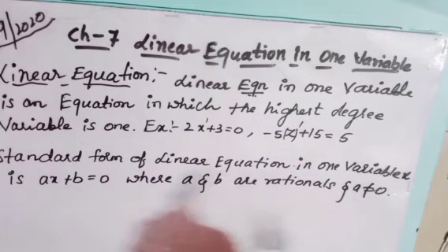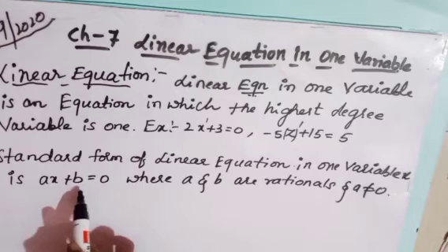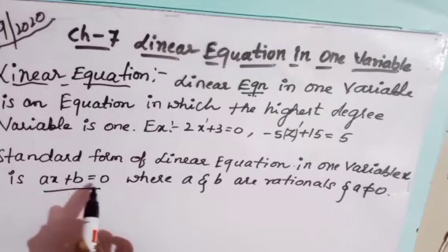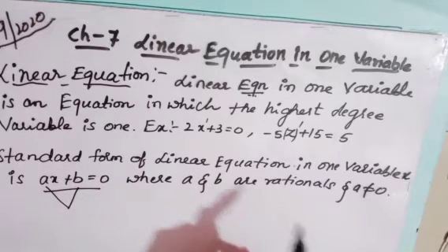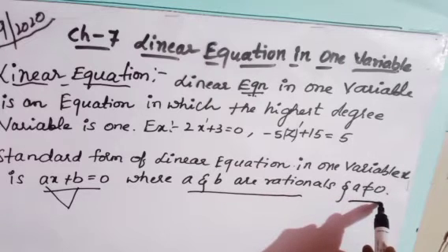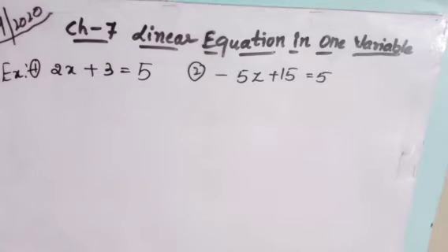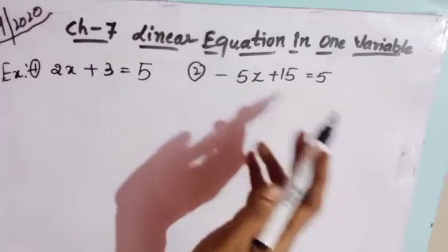The standard form of linear equation in one variable is ax plus b equals 0. Here a and b are called rationals, and a is not equal to 0. So now let us solve an example based on this. Let us solve the example based on linear equation in one variable.